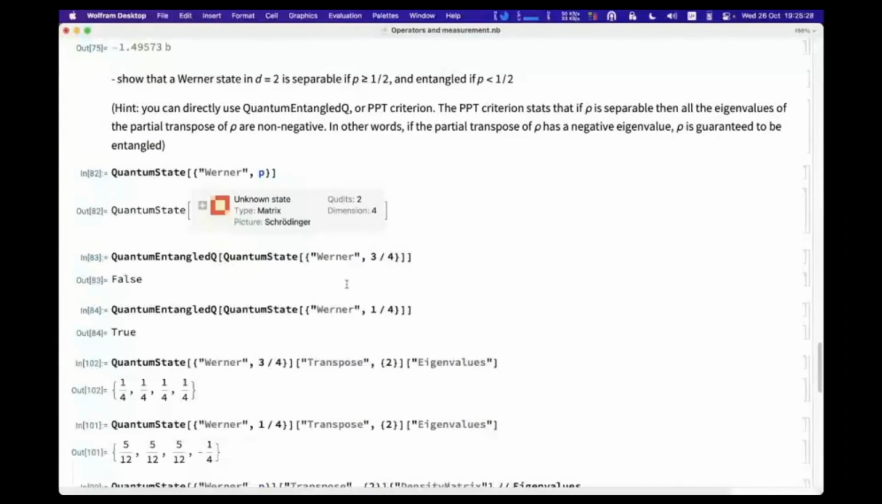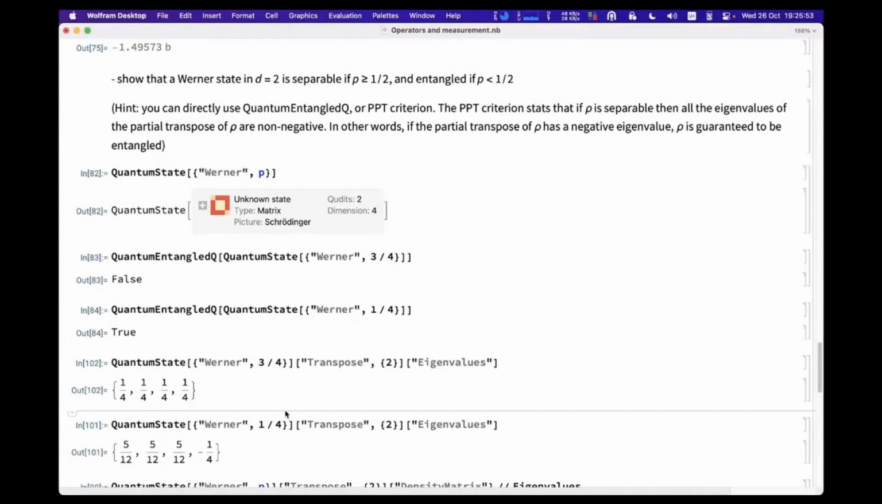By the way, it's a one-way relationship, not the other way around. Yeah, that was the part that we were confused about. So if it is separable, then all of the eigenstates are non-negative. If it is entangled, it is guaranteed that at least one of them is negative, which is what we are showing here. It's not the other way around.